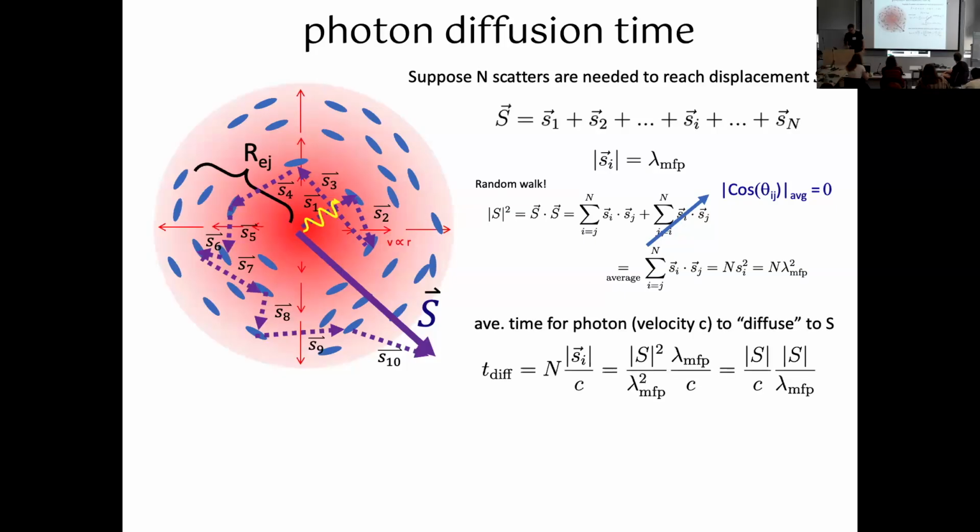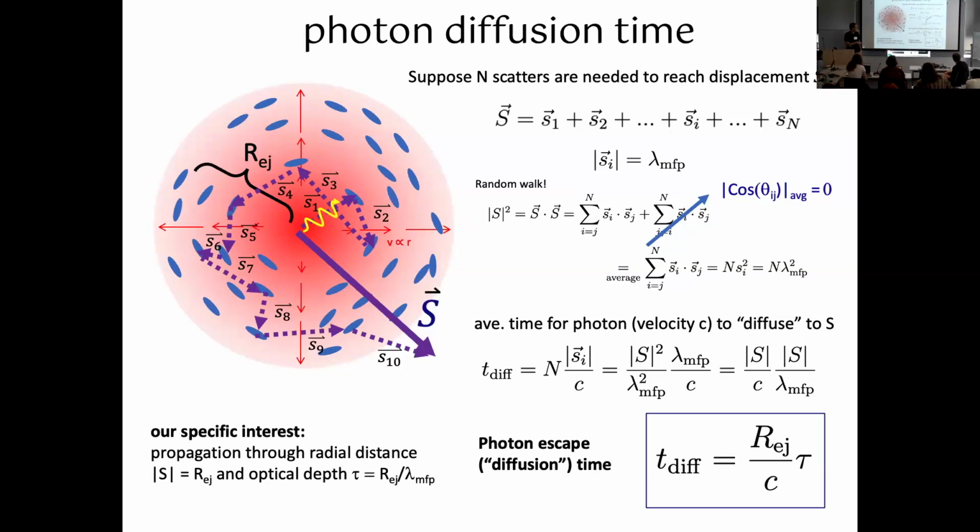So the time it takes for a photon to escape this distance S is just the number of scatters it has to make times the time it takes for one light crossing time. And so you can rewrite this using this expression. You can rewrite this essentially as the displacement over c times the displacement over the mean free path, or equivalently the light crossing time of the ejecta times the optical depth. In the specific case where we want to traverse a distance of order R ejecta, the optical depth is tau. Okay, so this is the photon escape time scale, or so-called diffusion time.